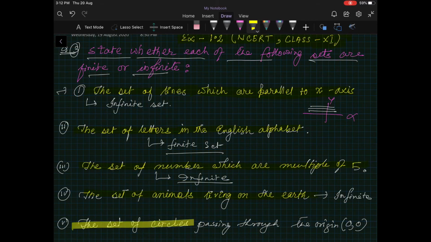And the last one, the set of circles passing through the origin O. Through any point, an infinite number of circles can pass through one single point. That's why through the origin also an infinite number of circles can pass. So this set is also an infinite set. That's how we can solve this question.